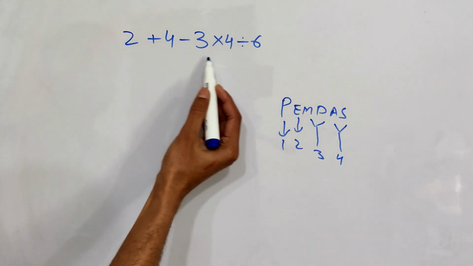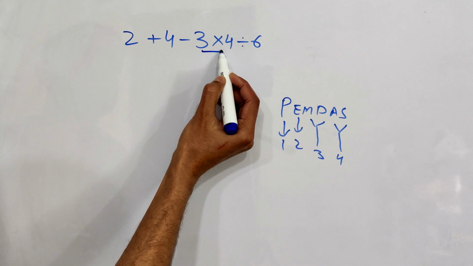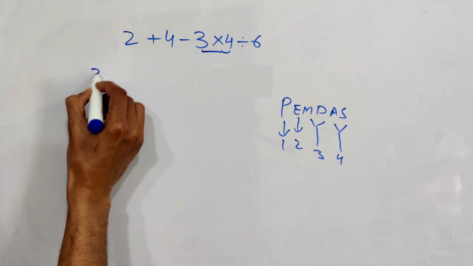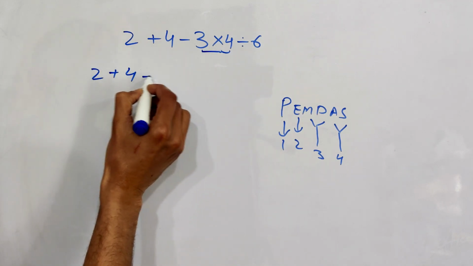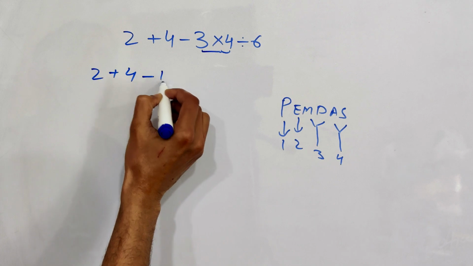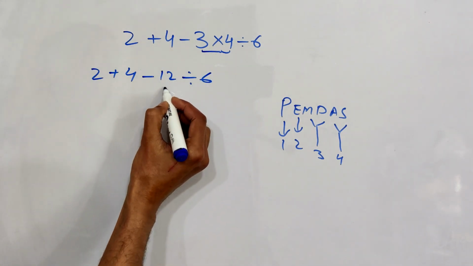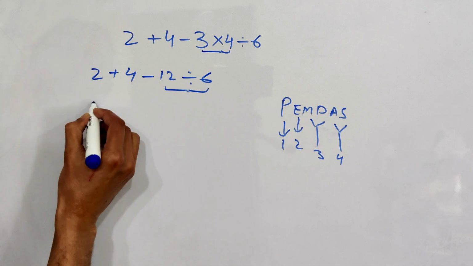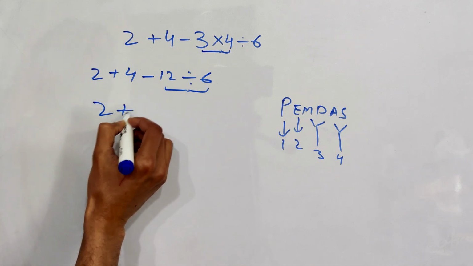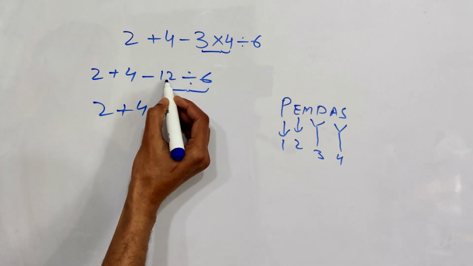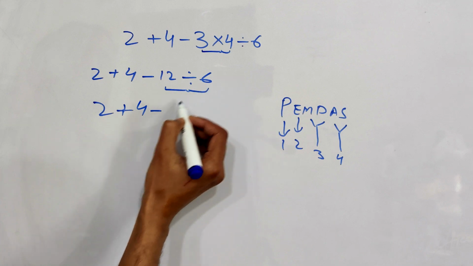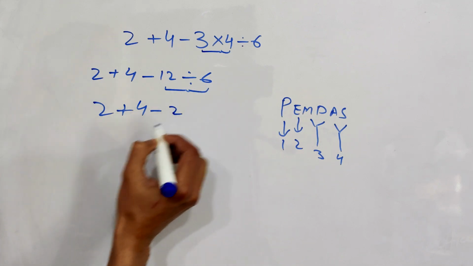Okay, so first of all, multiply, right? So 2 plus 4 minus 3 times 4, 12 divided by 6. Now, so 2 plus 4 minus 12 divided by 6, 2.